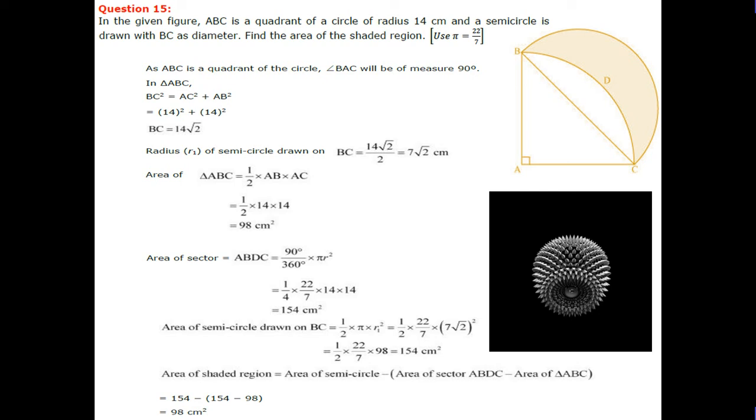Area of triangle ABC, 1/2 base into height, 98 centimeter square. Area of sector ABDC, 90 pi r square upon 360, 154 centimeter square. Area of semicircle drawn on BC equal to 1/2 pi r1 square, where r1 equal to 7 root 2, we get 154 centimeter square. Area of shaded region equal to area of semicircle minus area of sector ABDC minus area of ABC. 154 minus 154 minus 98, we get 98.